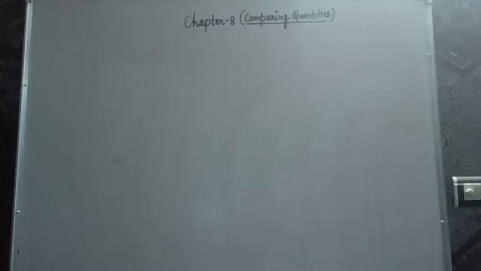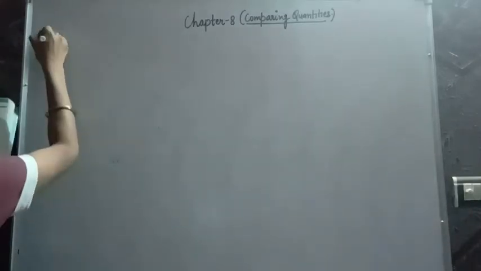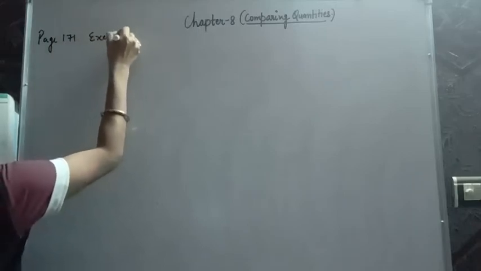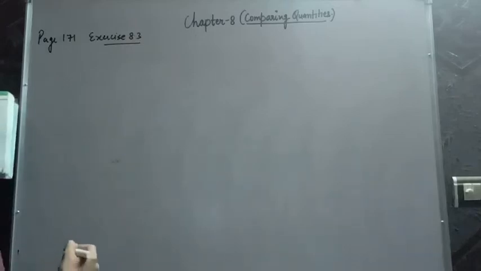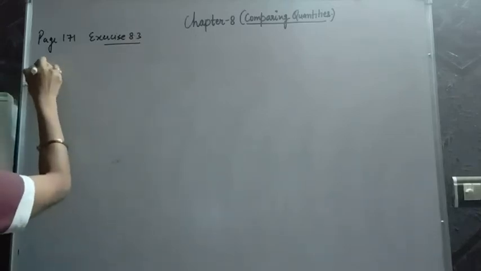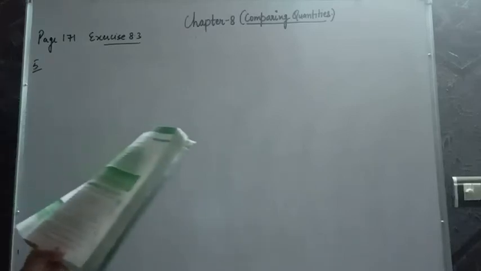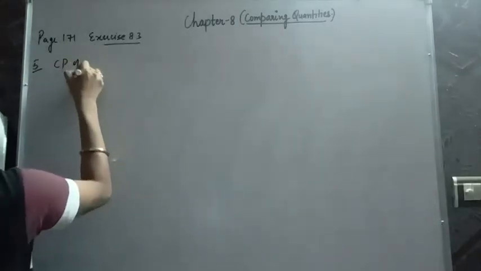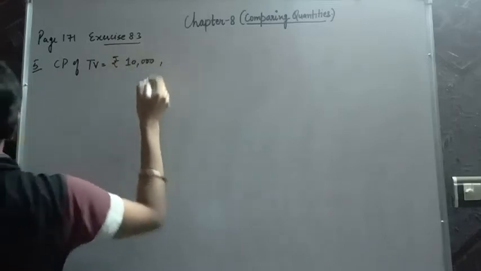Let's have it. I request all of you to please open your books on page number 171, exercise 8.3. Question number 5. Let's see. I buy a TV for rupees 10,000. What do you mean by buy? Very good, CP. It means the CP of the TV is rupees 10,000.